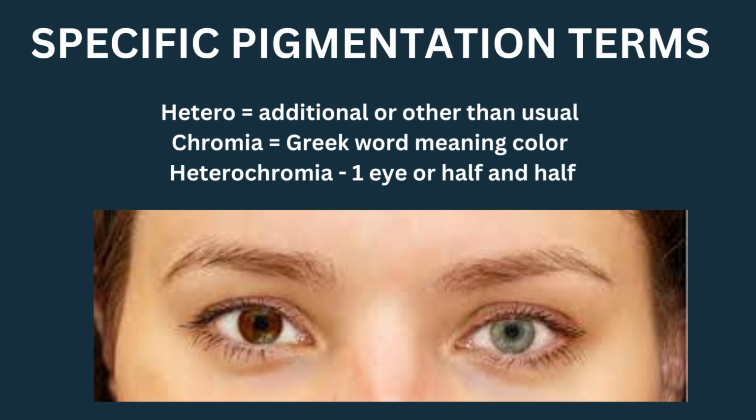So when we talk about the pigmentation, the word hetero means there's an additional or other than usual color in the eye. Okay, that's hetero. And chromia means color. It's a Greek word that means color. So heterochromia means there's two colors in the eye, an additional color in the eye. And you see this young lady here. Now, this happens a lot, more often than you would think. A person with two different color eyes. We would call that somebody who has heterochromia. Okay.